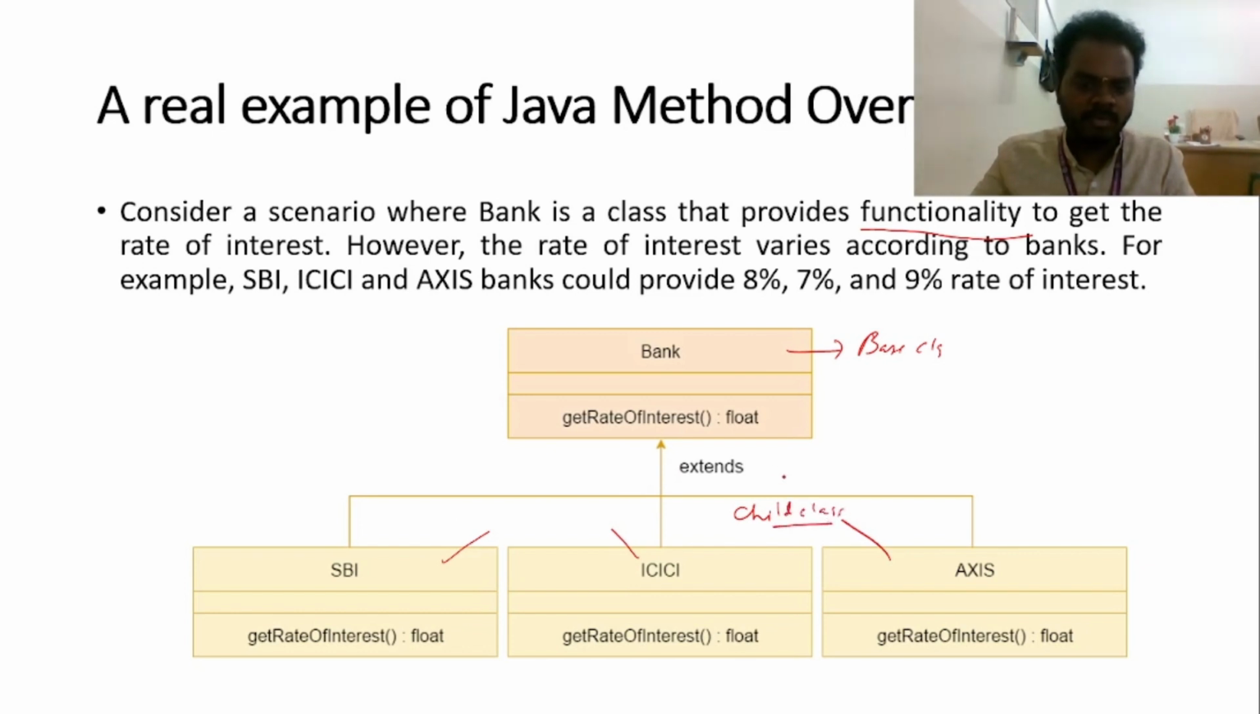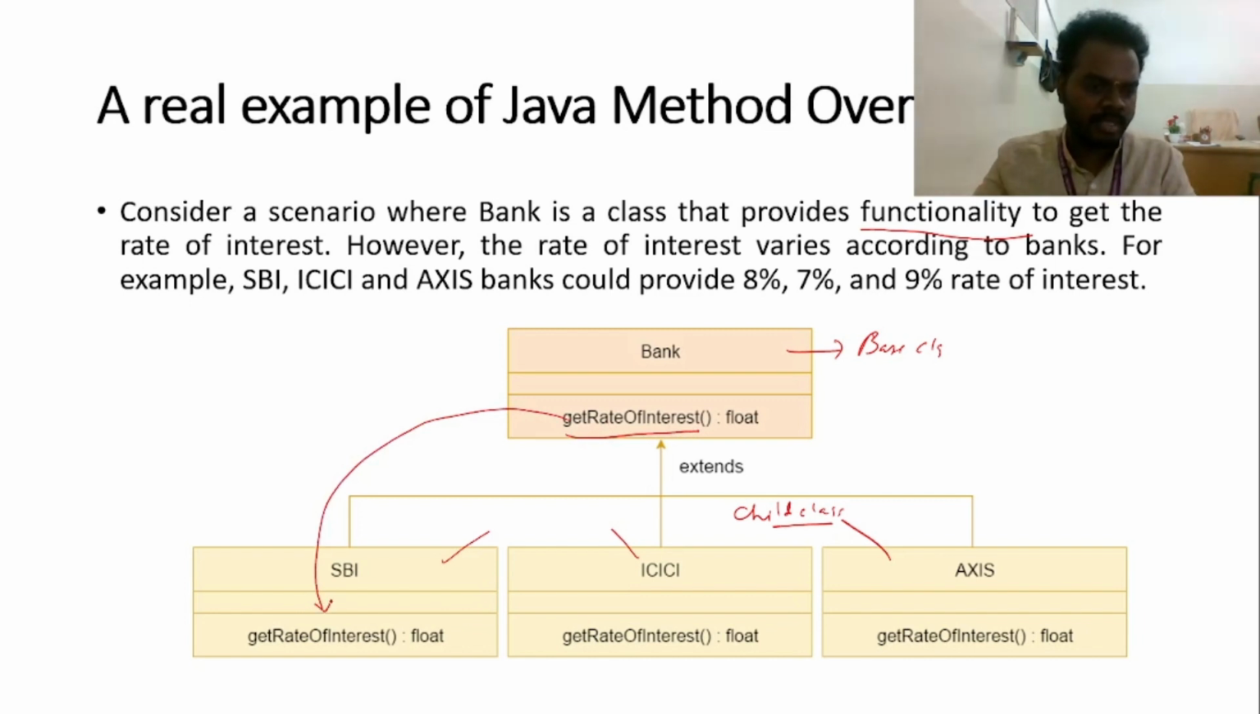Okay, as I said before, if you want to achieve method overriding, you should carefully declare that your method name should be the same and the parameters also the same as in your parent class. My method name is getRateOfInterest, and you should follow the same method name in your child classes also.